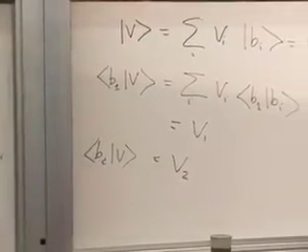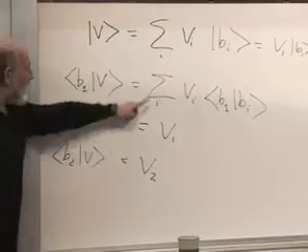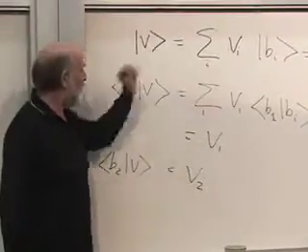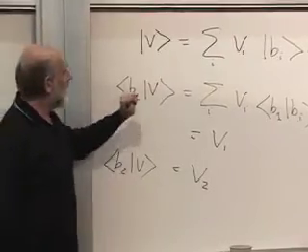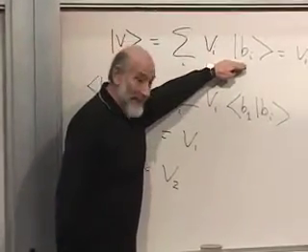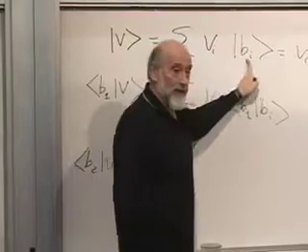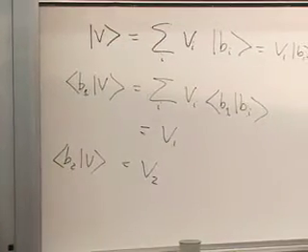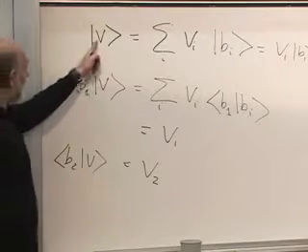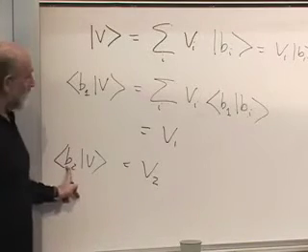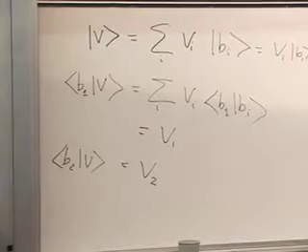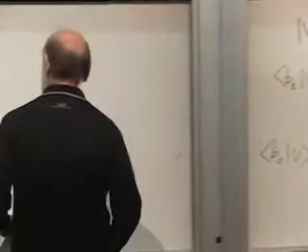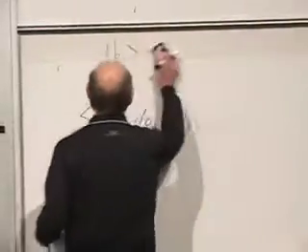Now this is kind of interesting. I have now figured out what the v's are. If I give you a vector v and I ask you to expand it in terms of the basis vectors, it's very easy to figure out what the coefficients are. The coefficients are just the inner products of v with the basis vectors. So we can now write a more general formula and put it together.